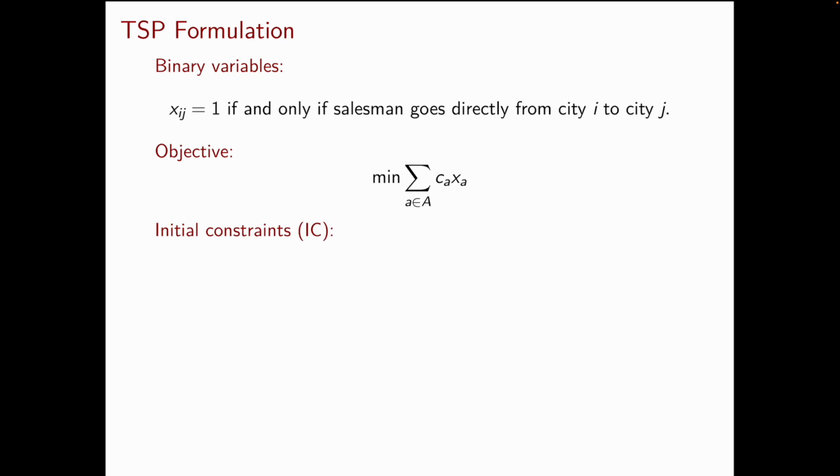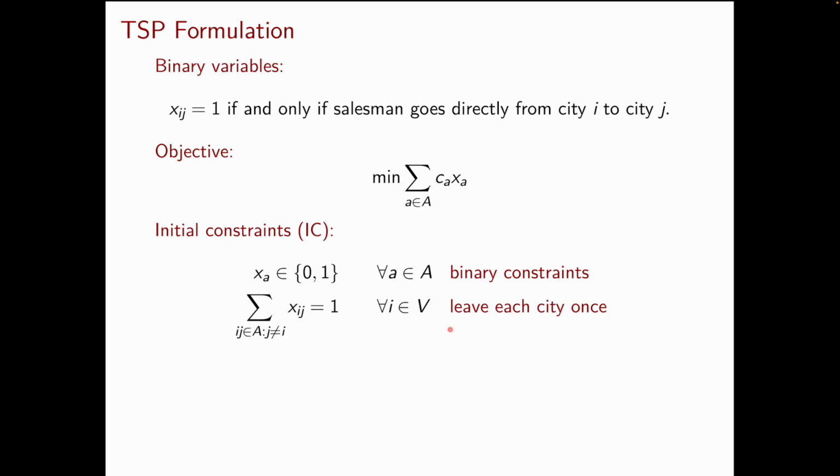Now what about the constraints? There are several constraints in the TSP, so let's start from the easy ones. First, we definitely need to write that xa is binary for every arc a. And these are our binary constraints. Then we need to write that we leave every city exactly once. To do so, we look at every city, so every i in V, and we write that the sum of the xij is equal to 1, where j ranges over all cities such that (i,j) is an arc. Symmetrically, we also need to write that we enter each city once.